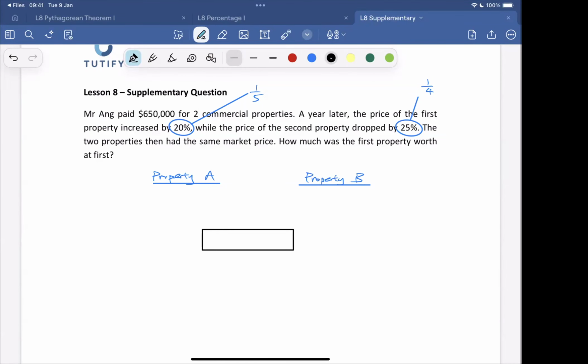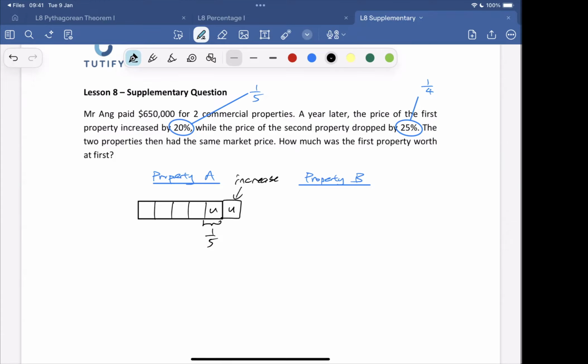Okay, imagine you have property A. Let's draw it here. Property A. You increase by 1 over 5, right? So let's start with 5 units. 1 over 5 is 1 unit, correct? So you increase by 1/5. So this is the extra increase. Now how many units do you have? Penelope, how many units do you have altogether now?